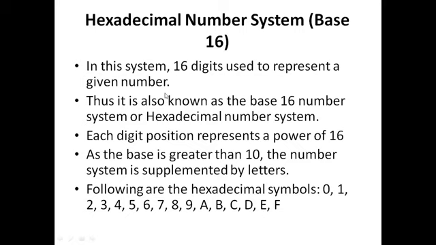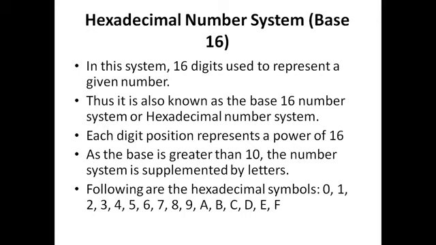There is one more number system called the hexadecimal number system. Apart from binary, another widely used number system in computers is hexadecimal. They actually store it in terms of zeros and ones only, but in groups, as in the hexadecimal number system. In this system, 16 digits are used to represent the given number, so it is called base 16 or the hexadecimal number system. Each digit position represents a power of 16.